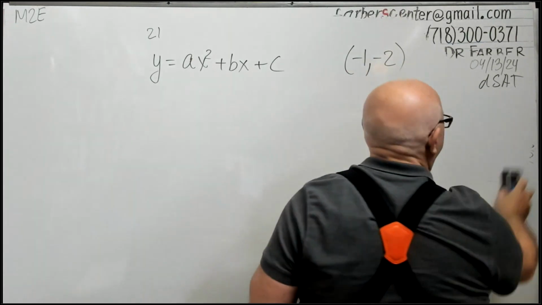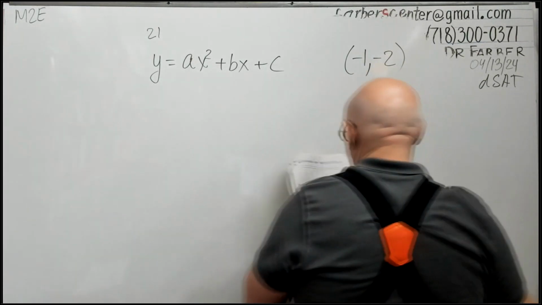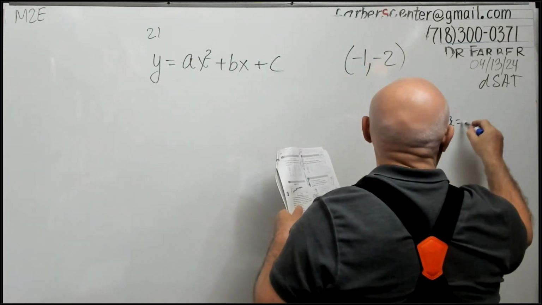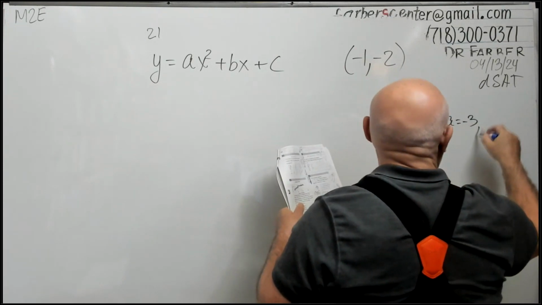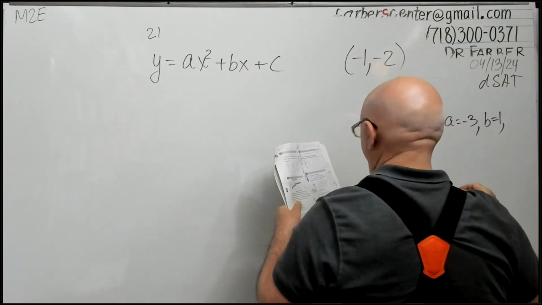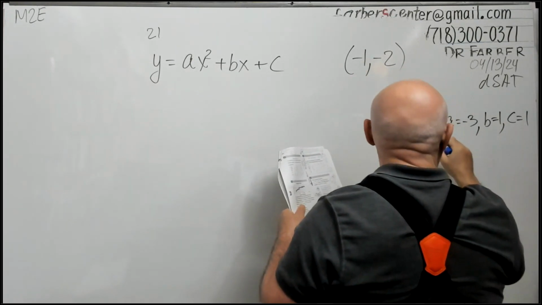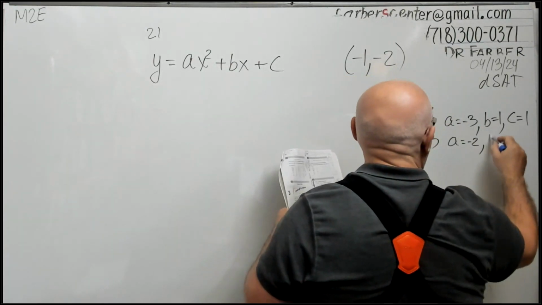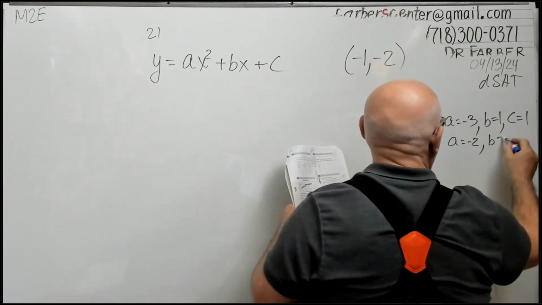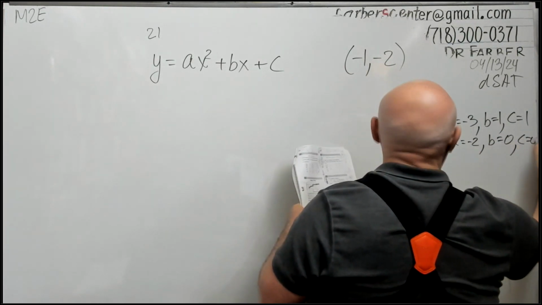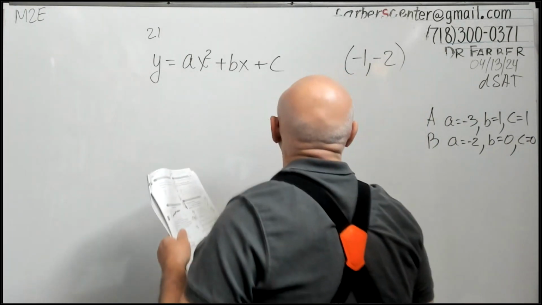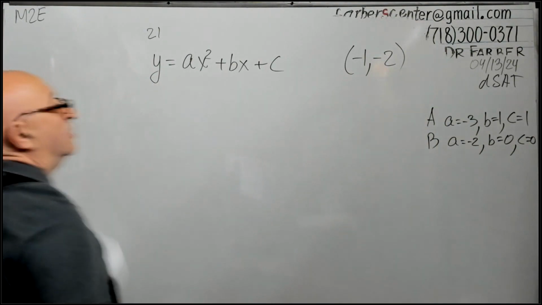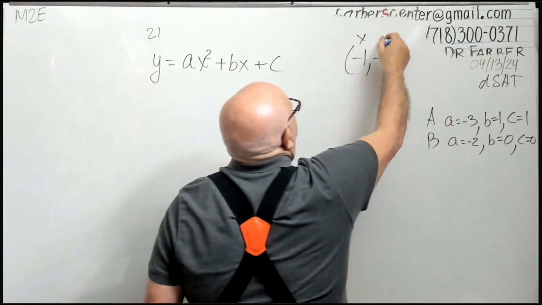I can show different ways, but if you have a set of multiple choices, for instance, A: a equals negative 3, b equals 1, c equals 1, or B: a equals negative 2, b equals 0, c equals 0, etc. So what's the best way? You know this ordered pair, this is x, this is y. Just plug in.